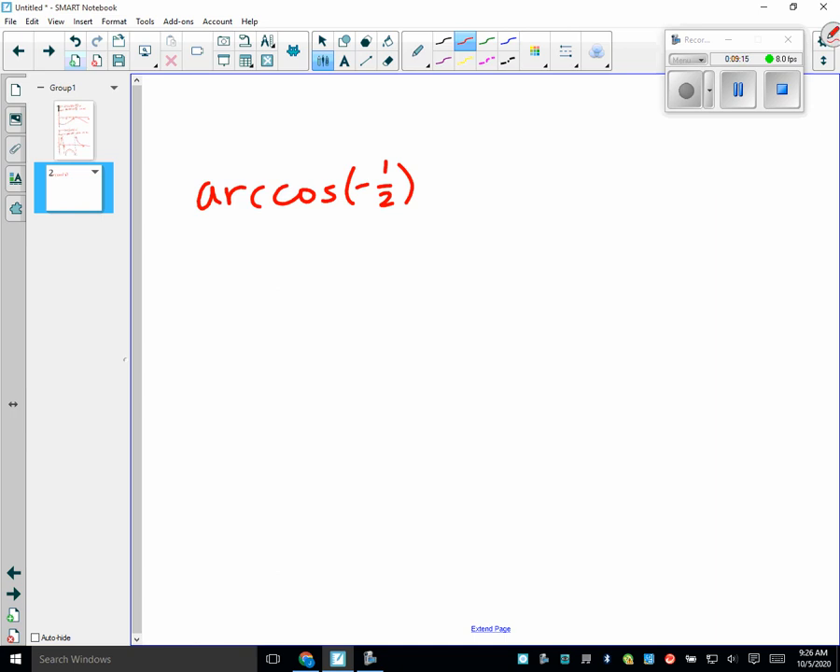Do you know what quadrant it is in? 2. So it's over here. This is -1, this is 2. Right? The reference is pi over 3. So the answer is 2 pi over 3.